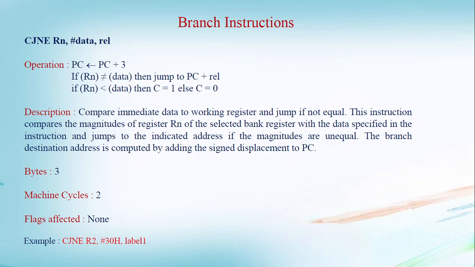Next, CJNE RN comma hash data comma REL. It means compare immediate data to the working register RN and jump if it is not equal. Here, if RN is not equal to data, then jump, and if RN is less than data, then the carry flag equals 1, otherwise it is 0. Example, CJNE R2 comma hash 30H comma label 1.